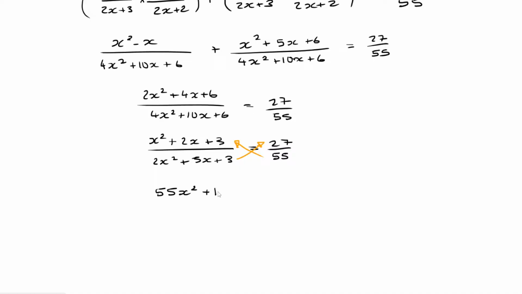55x squared plus 110x, and then 3 times 55 is 165. I just added it, basically. And then 2 times 27 is 54. Oh, what was that? 5 times 27, so times by 10, which is 270, divided by 2, which is 135, I think. Hopefully. And then 3 times 27 is 81, because that's 3 to the power 4, or 9 squared.